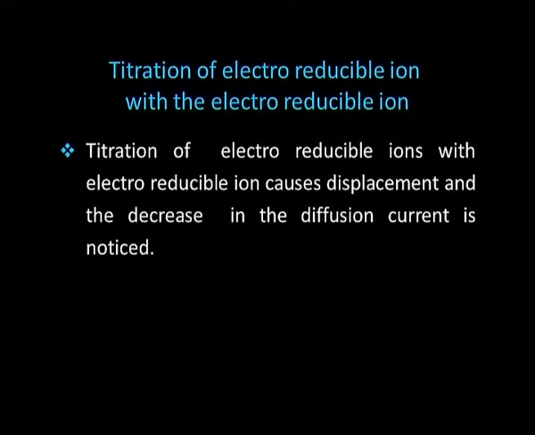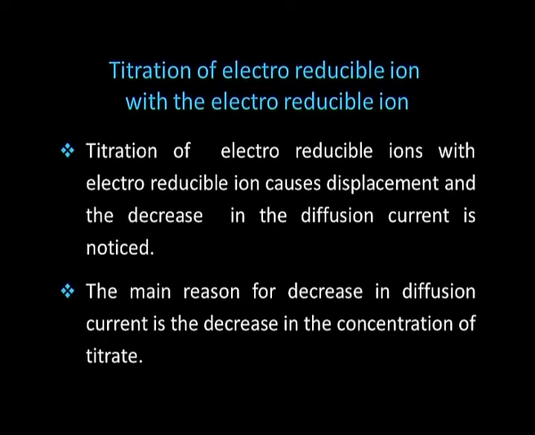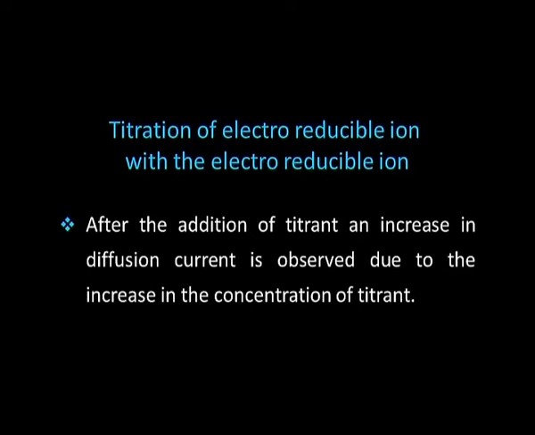The first one is titration of electro-reducible ion with the electro-reducible ion. Here both are reducible. So, titration of electro-reducible ions with electro-reducible ion causes displacement and the decrease in the diffusion current is noticed. The main reason for decrease in diffusion current is the decrease in the concentration of titrant. Then the titration of electro-reducible ion with the electro-reducible ion, again we are considering the same one. Here after the addition of titrant, an increase in diffusion current is observed due to the increase in the concentration of titrant. For example, let us consider titration of lead ions versus dichromate ions.